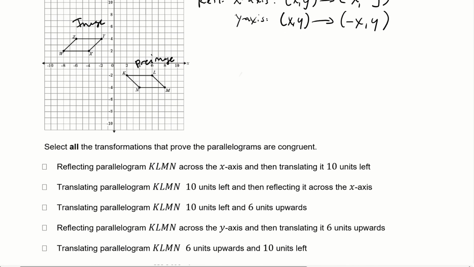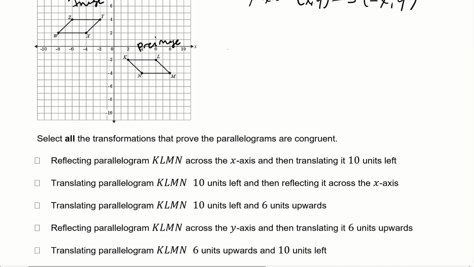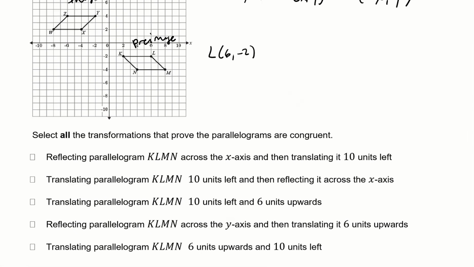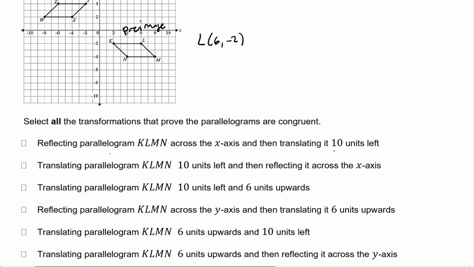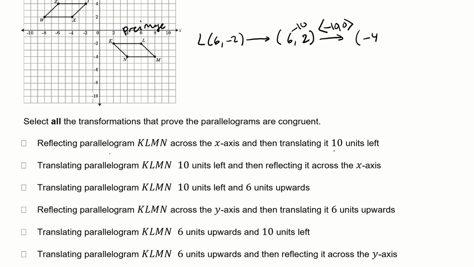All right. So focusing on KLMN, let's pick one point. Let's pick point L, which is (6, negative 2). And let's transform it. It says reflecting the parallelogram across the x-axis. So that means you're going to have 6, then a double negative for the y-coordinate, which is going to make it positive. And then you're translating it 10 units to the left. Remember that this is your translation vector, negative 10, 0. So it's 6 minus 10, and that's going to be (negative 4, 2).